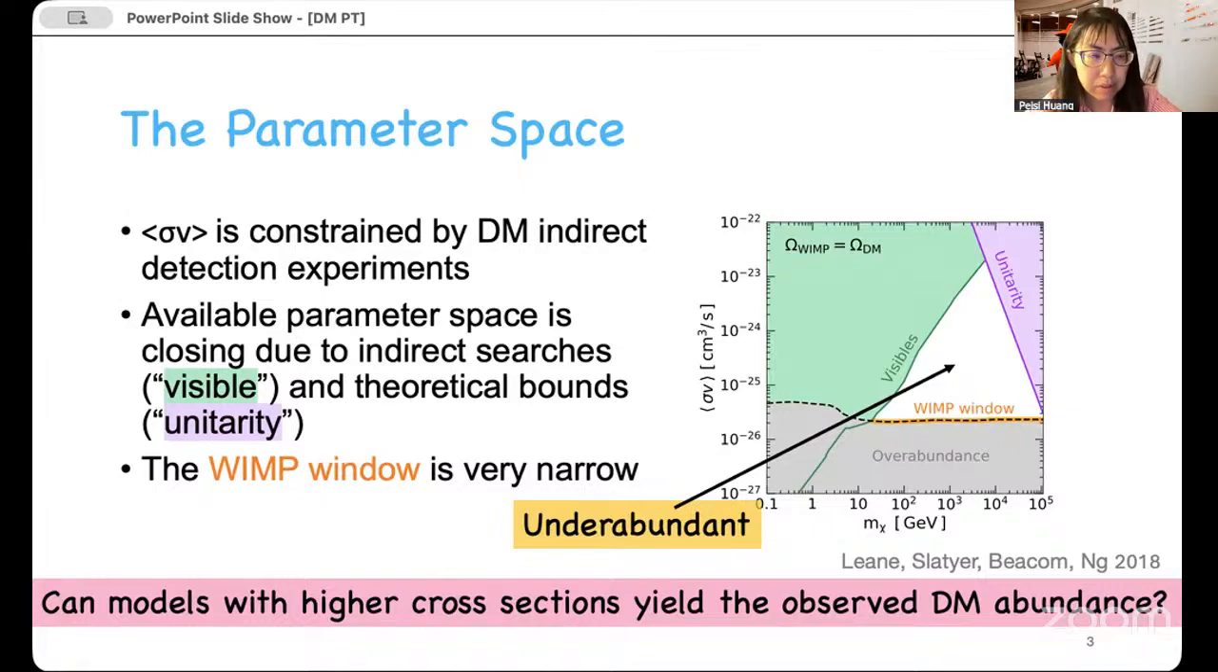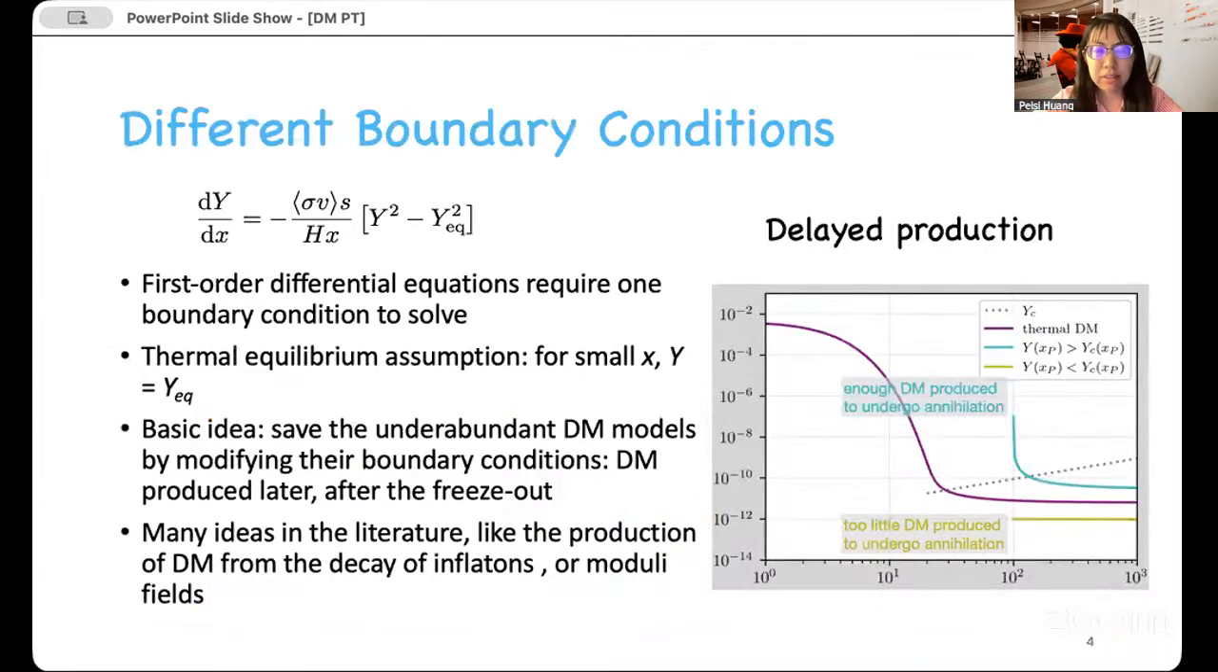And I'm going to ask the question, can models with higher cross-sections yield the observed dark matter abundance? So to answer that, let's go back to the Boltzmann equation. The Boltzmann equation is a first-order differential equation, and a first-order differential equation requires one boundary condition to solve. For the thermal freeze-out picture, the boundary condition is very simple. We say early on the dark matter abundance tracks its equilibrium number. So one way to change the solution of a differential equation is to change the boundary condition.